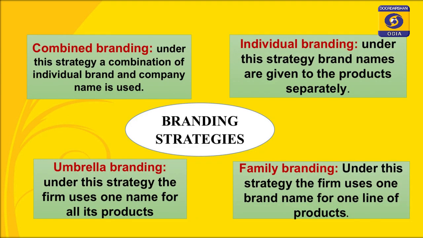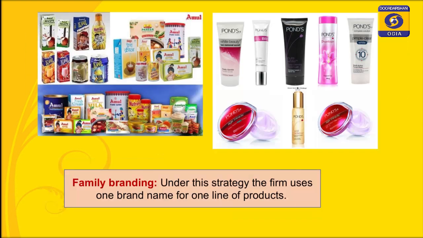Then comes family branding. What is this? Under this strategy, the firm uses one brand name for one line of product. Just now we have read product line. So, one line of product. Say beauty product, Ponds. When I say Ponds, you cannot think that I am saying of drinking water, right? Ponds means something related to beauty. When I say Amul, means all the dairy products of Amul company are sold under the name of Amul. It's a product of Amul.